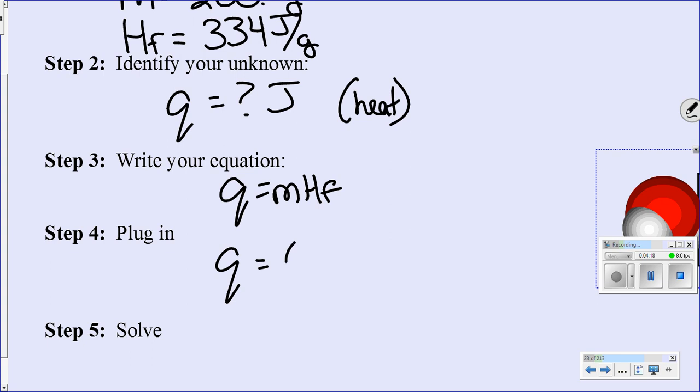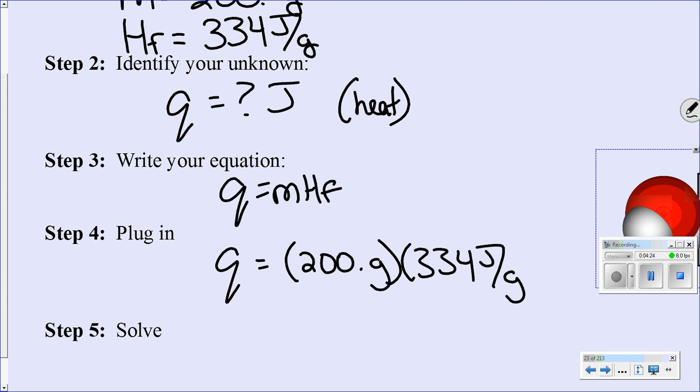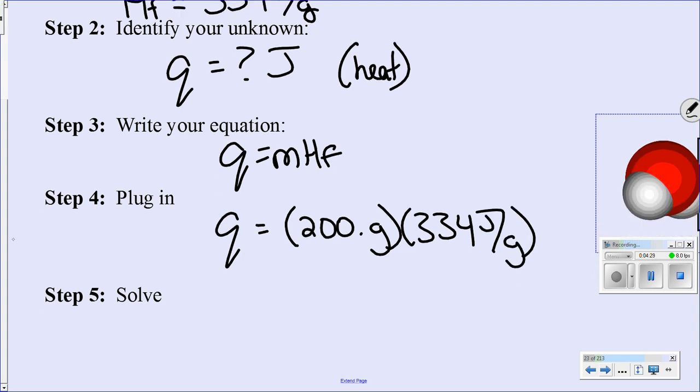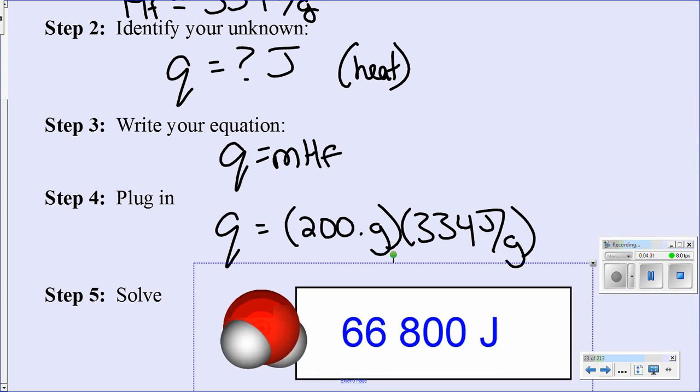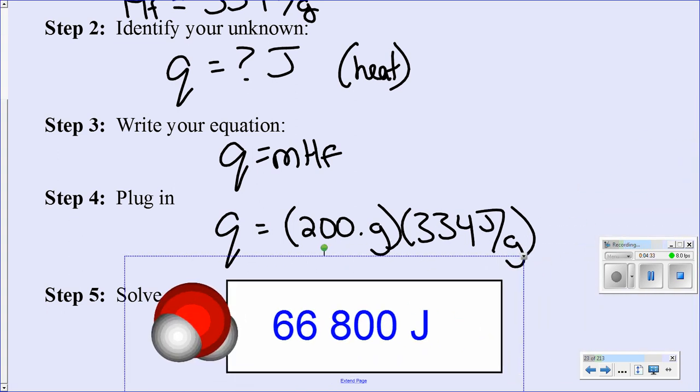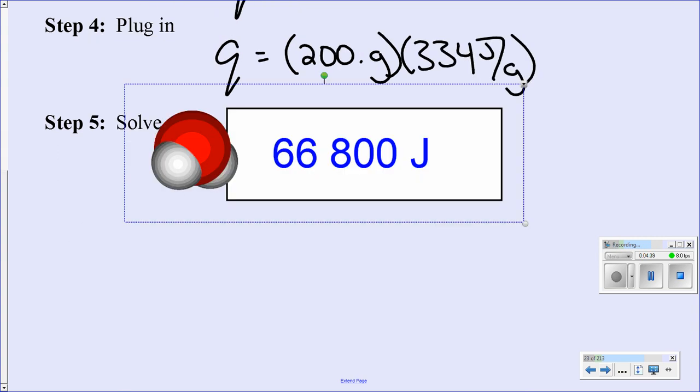So our mass again is 200 grams, 334 joules per gram. And we can go ahead and solve this. We get 66,800 joules. And again, there's 3 sig figs here. That's why you have that decimal place following the 200 grams.